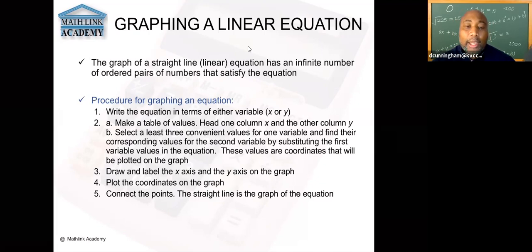To make a straight line, you need at least 2 points, but it's good to get 3 points to make sure your line is straight and all the points are on the same line. But the minimum you need is 2 points. We're going to draw and label the x and y axis on paper, and then we're going to plot the coordinate points on the graph, and then we're going to connect the dots. Connect the dots and make our straight line. Again, the minimum you need is 2. You can do 3 to double check.